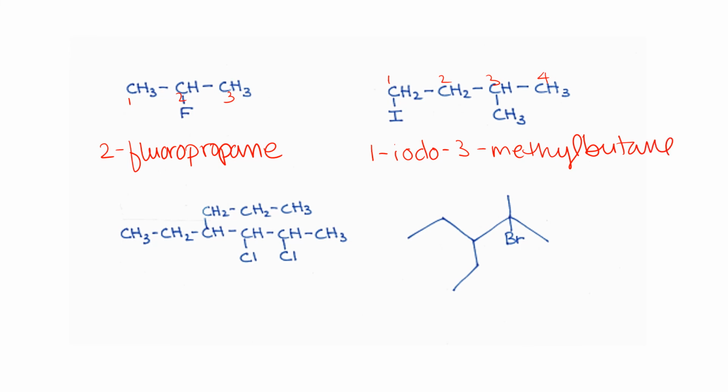Okay, next one. What's our longest chain? Oh, a little bit tricky here because it's not through the middle. 1, 2, 3, 4, 5, 6 carbons. If we instead do the little turn, 1, 2, 3, 4, 5, 6, 7 carbons, that gives us our longest chain. So here it is. Okay, and where are we going to number from? Well, we're going to number from the right because that will put the first chloro at carbon 2. 1, 2, 3, 4, 5, 6, 7. Okay, so our substituents are chloro and ethyl. So this will be 2,3-dichloro-4-ethylheptane.